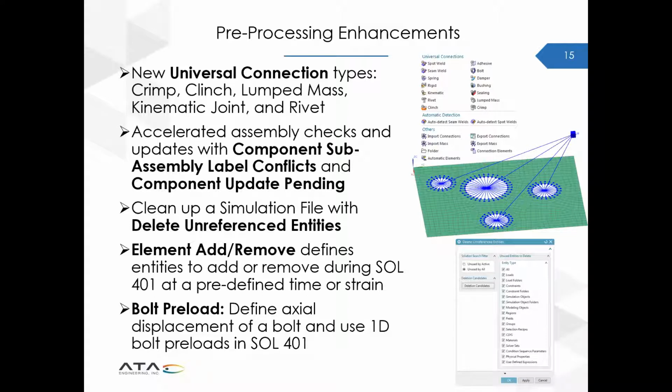So first, we have component subassembly label conflicts, which, as it implies, will check for label conflicts in subassemblies or subcomponents and will automatically modify those parts as needed. And in addition, we have a component update pending check, which will check components to see where updates are pending and will automatically update those. Now, both of these commands will work on multi-level assembly thems.